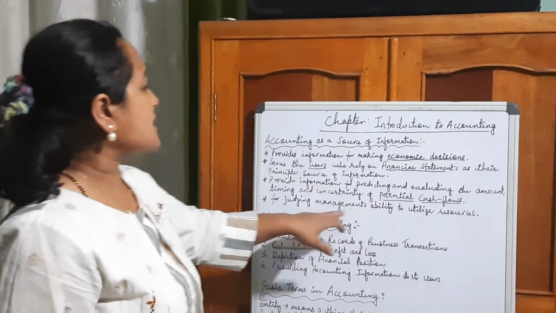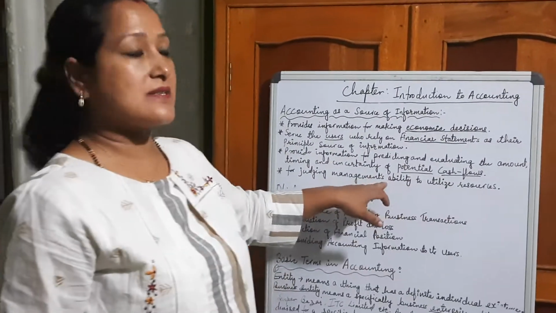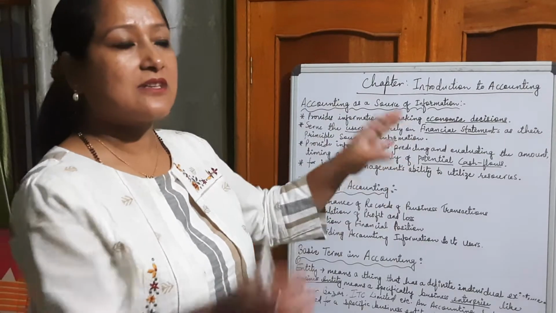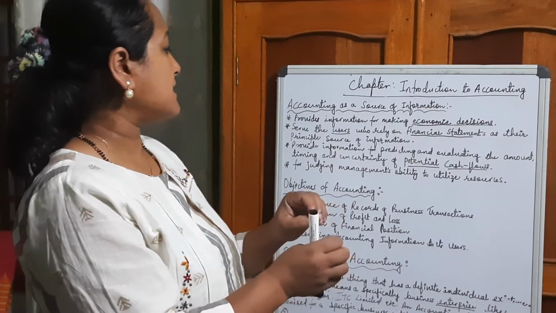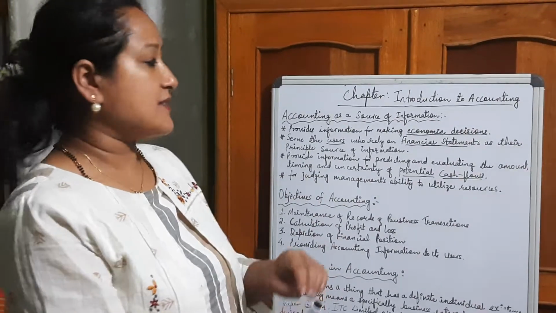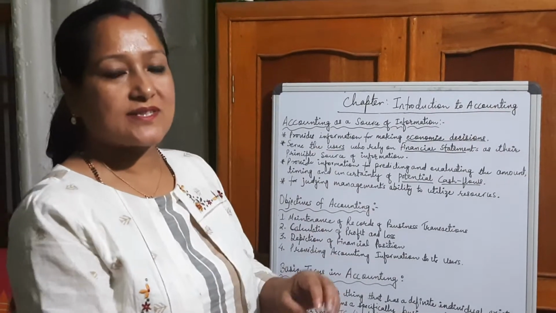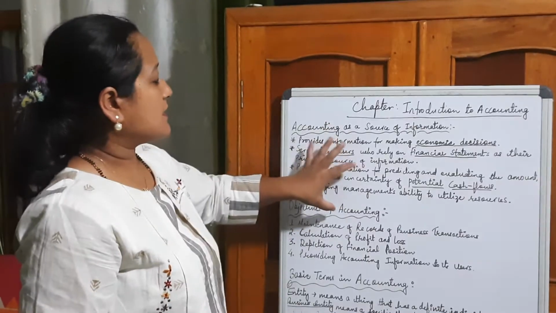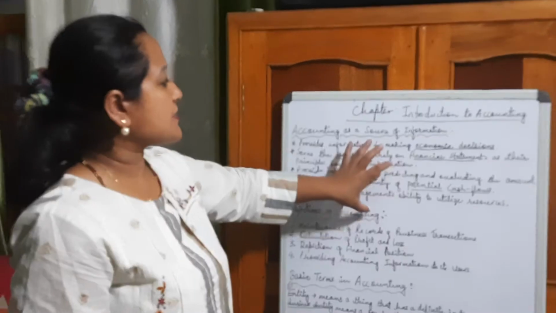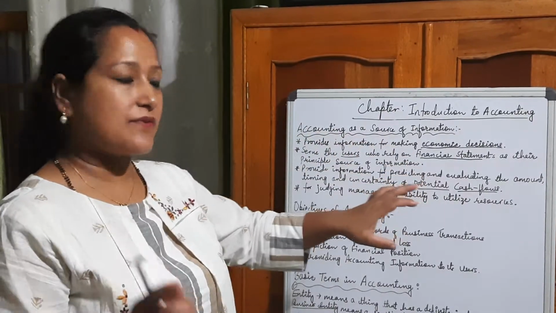Then, for judging management's ability to utilize resources: after accounting, the result will be there, then anyone can understand whether the management has utilized their resources in a proper way or not, effectively or not. So these are the factors, or you can say features, of accounting as a source of information, right?